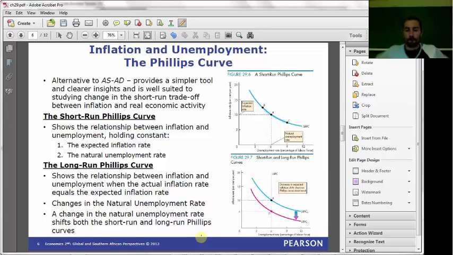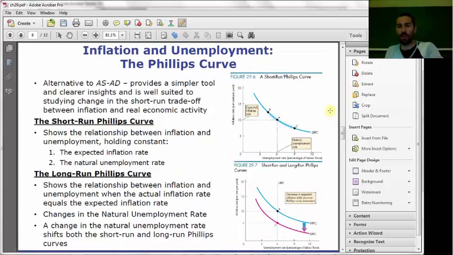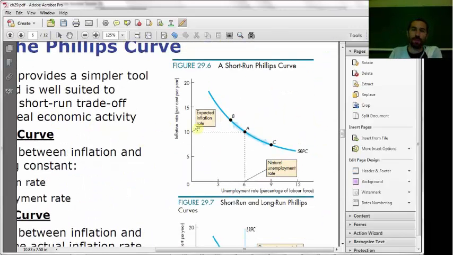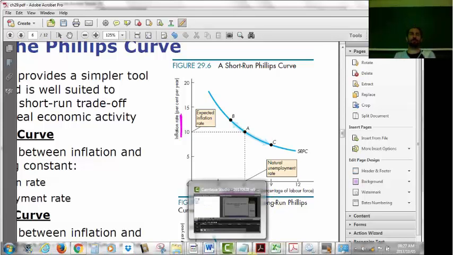Now, what we're going to introduce here is something called the Phillips Curve, and the Phillips Curve is the relationship between, with the Phillips Curve we plot inflation versus unemployment. Okay?